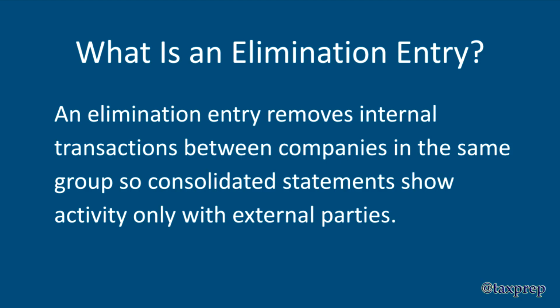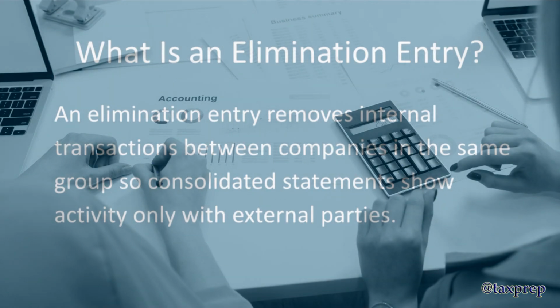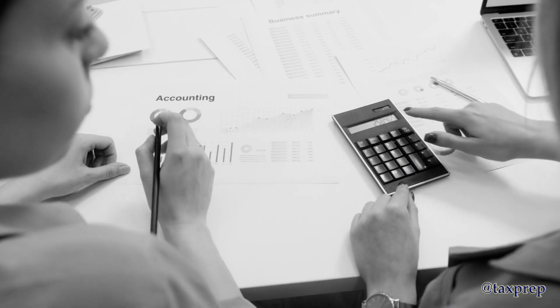And because of that, any internal activity, like selling to each other or loaning money, shouldn't appear as real revenue, real expenses, or real assets when the group reports its financial statements to the outside world. So elimination entries clean that up. They help us show the true financial picture, not inflated numbers and not double counting. Just the real activity, with external customers and external lenders.